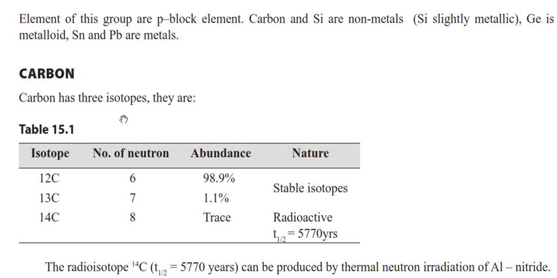Carbon has 3 isotopes. Isotopes means what? The number of protons is the same, whereas the number of neutrons is different, and it is known as an isotope. So the C12 isotope is very stable, and C14 is used to get an idea about the age of materials. Okay, and it is available in very trace amounts in the atmosphere.